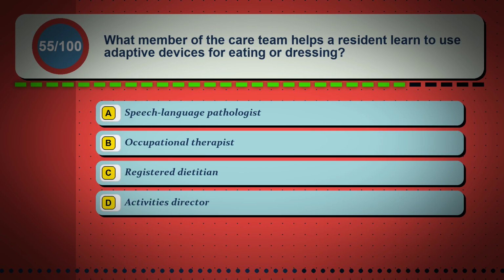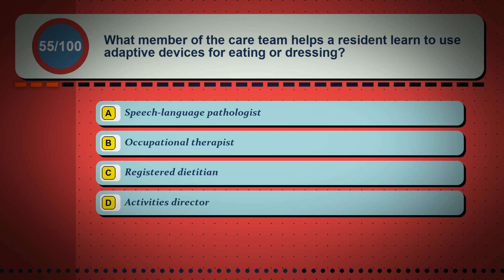Question 55. What member of the care team helps a resident learn to use adaptive devices for eating or dressing? Option A, a speech-language pathologist. Option B, occupational therapist. Option C, registered dietitian. Option D, activities director.